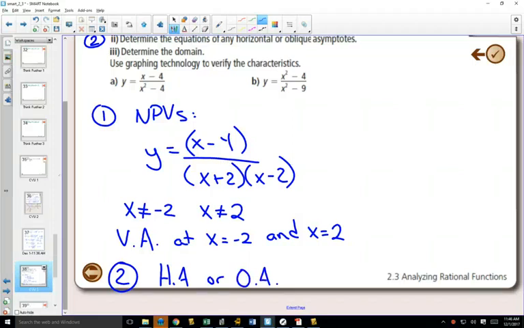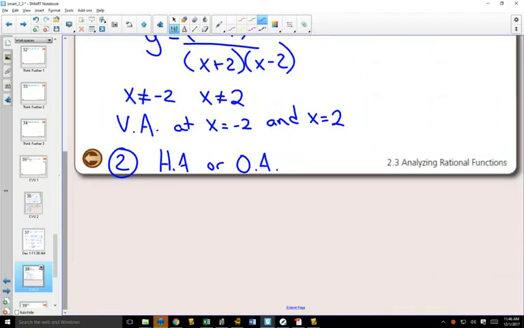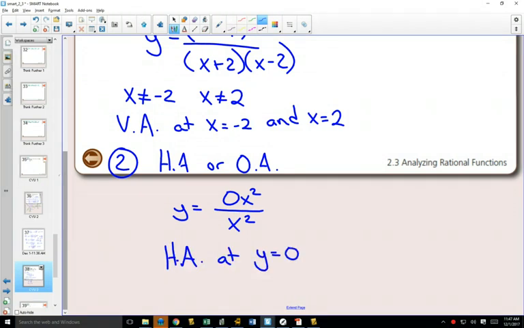And you can tell that by looking at the highest degree in the entire fraction. In this case, the highest degree in your entire fraction is an x squared. We have 1x squared on the bottom. We have no x squareds on the top. Whenever the degree is larger on the bottom, you have a horizontal asymptote at y equals 0.